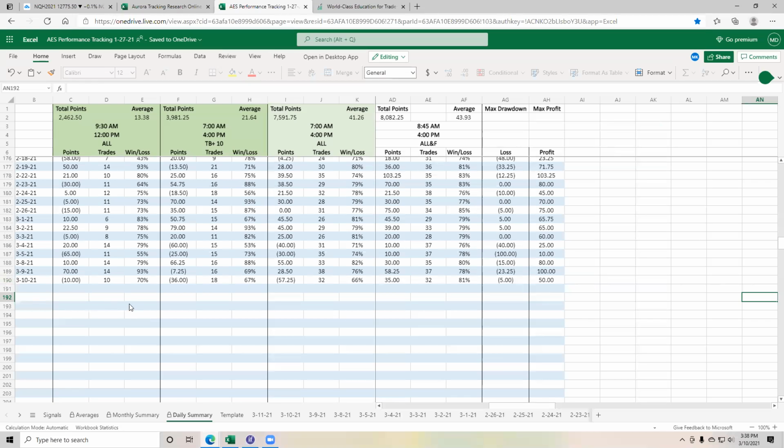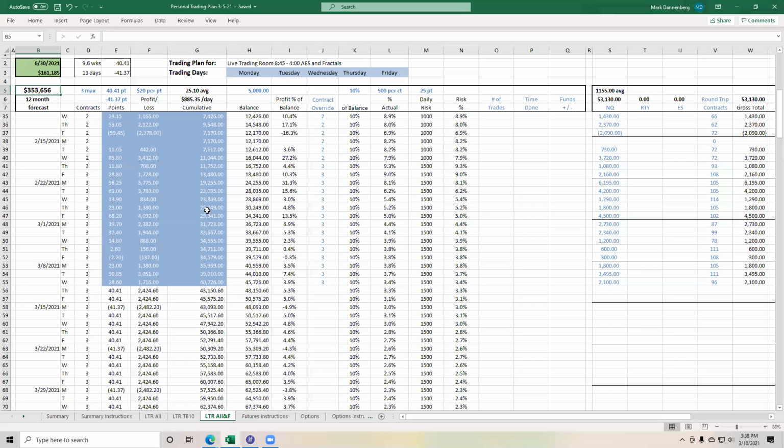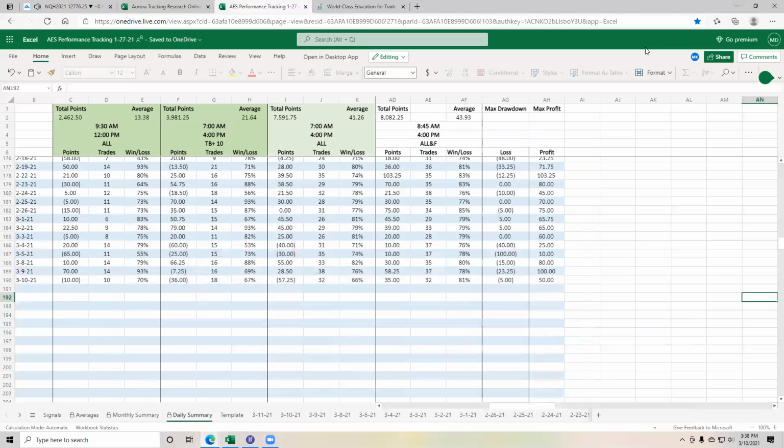So that's what this tool is all about, the combination of our tracking tool and the personal trading plan. Each of you, in my opinion, should have your own version of the personal trading plan. It's available on our website. It's available for each of you to download. And I think it's one of the most valuable tools you would ever want to trade.